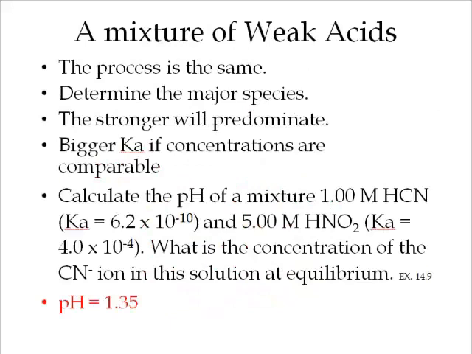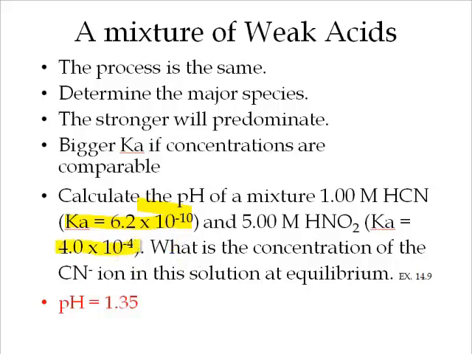Now, what happens if you mix a couple weak acids together? Well, what's nice about these problems is typically they're going to be two acids that have a vastly different Ka. Because of that, you can take the Ka of the stronger one and just treat it as a single acid problem. Let's look at this problem right here. Calculate the pH of this. Now look at the Ka for this: 6.2 times 10 to the minus 10, and 4 times 10 to the minus 4.